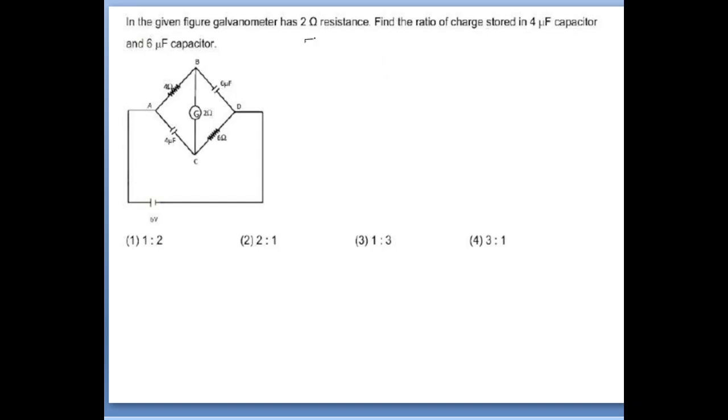Galvanometer has a resistance of 2 ohm, which is given. Find the ratio of charge stored in the 4 microfarad to the 6 microfarad capacitor. So the charge stored by the 4 microfarad capacitor to the charge stored by the 6 microfarad capacitor is the question. Okay. Now try to look at here.